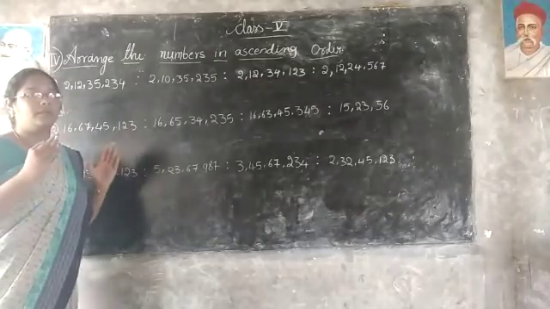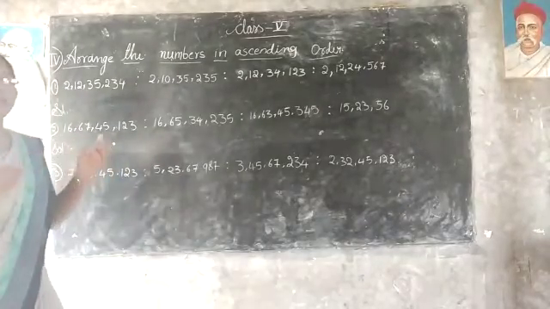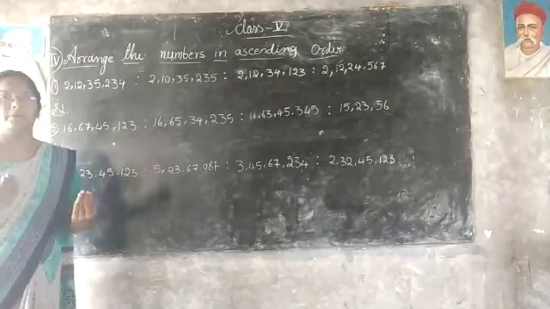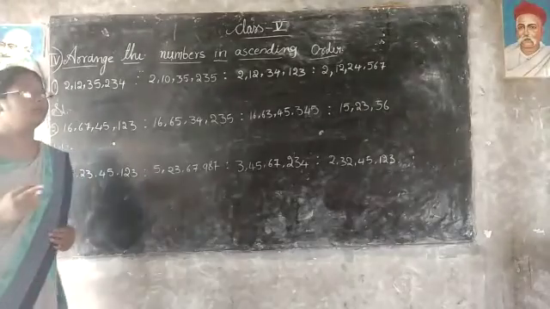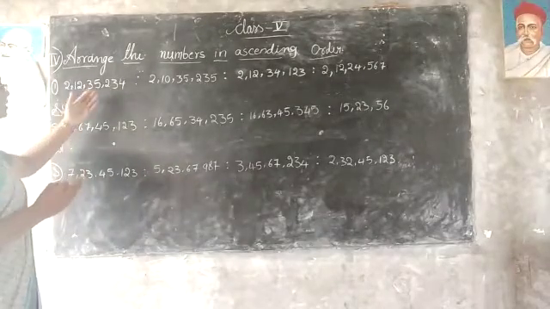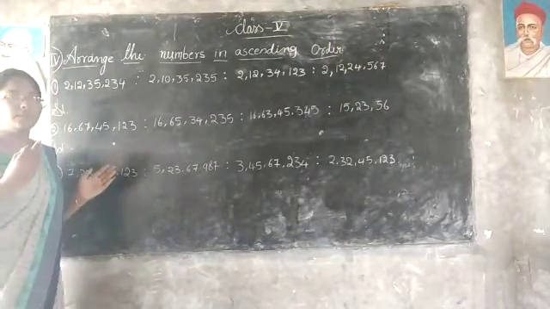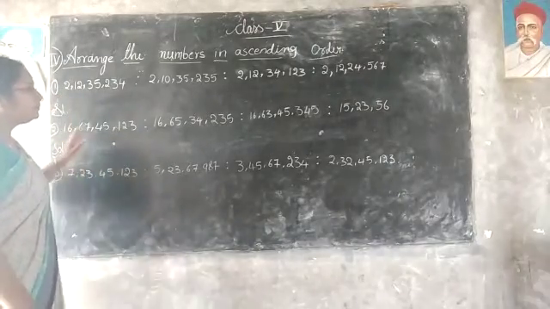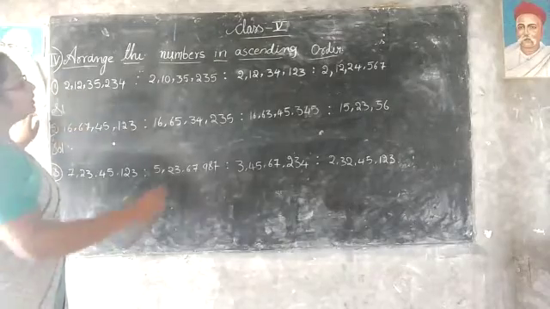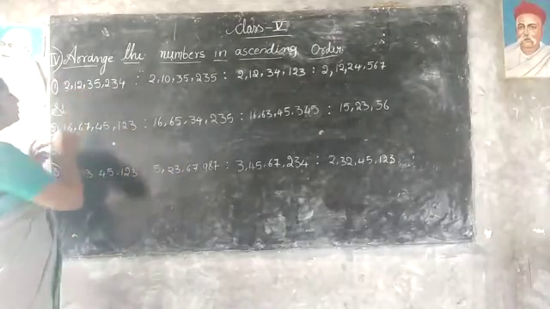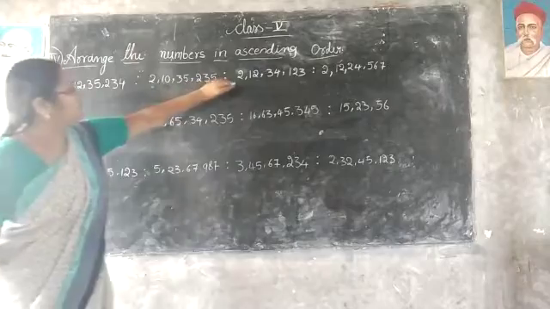In these four numbers we can arrange in the form of ascending order, that means big number to small. First of all, we can check any number. We will start from the crore, lakh, or thousand side, not from the ones place or tens place. All these four numbers have 2 in the crores place.